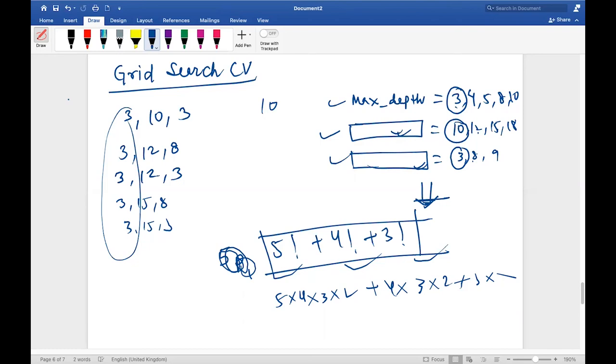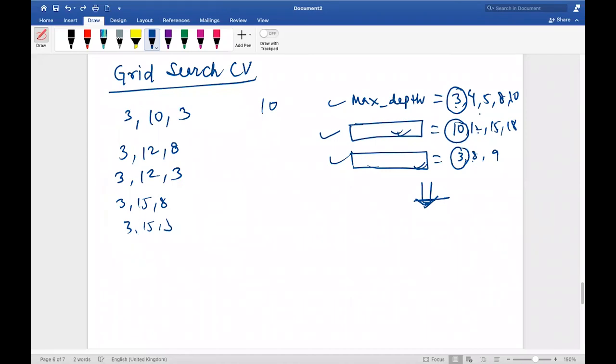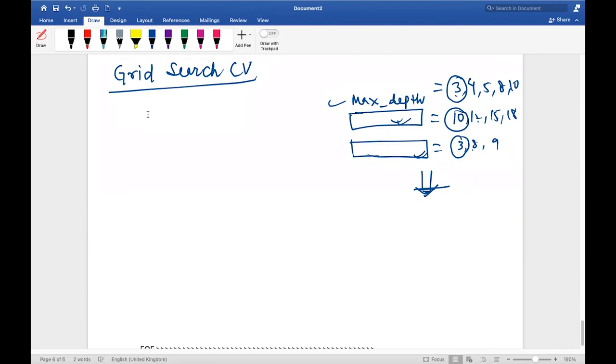And for that, we have grid search CV to the rescue. What it does is you just pass a list of arguments which you want your model to try. You understand what I'm saying? Let's say I want my model to try max depth equal to 3, 4, 5, 8, and 10. So in grid search CV, I'll pass all the values which I want my model to try out. After that, for another parameter, I'll pass all the values which I want my model to try out. In the end, it will take some time to train the model, and at last it will tell me the best combination.